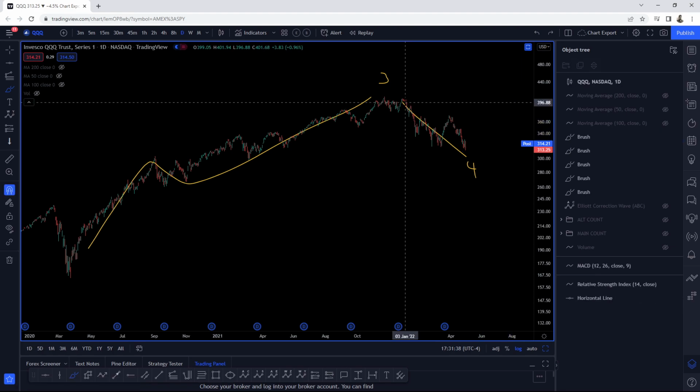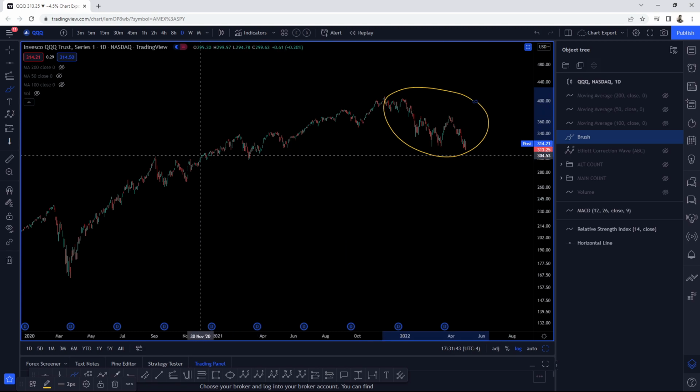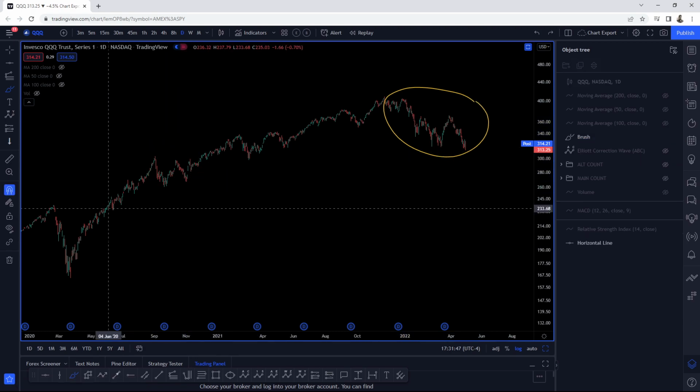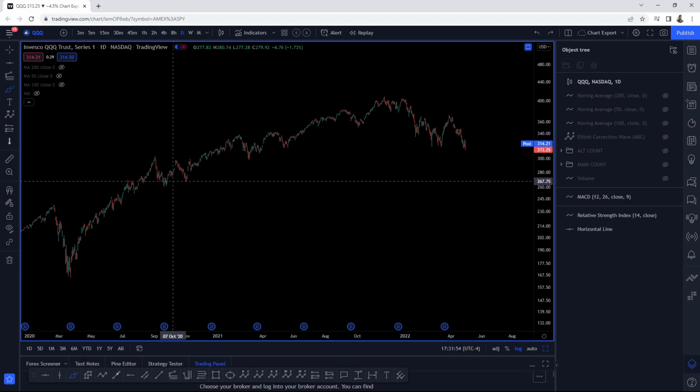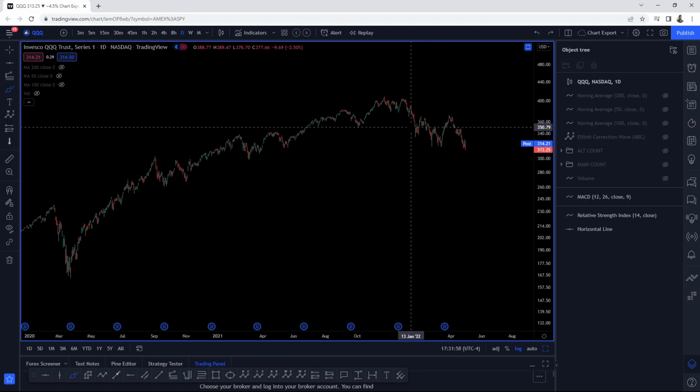Now, at this point in time, this correction has dragged out a little too long and it's not looking too promising to pair up with its counterpart of the same degree. What do I mean by that? Corrections of the same degree tend towards equality of magnitude and time. And so far, this has been progressing longer than expected.